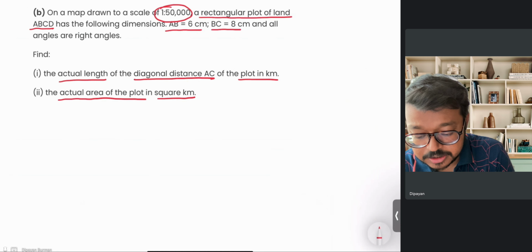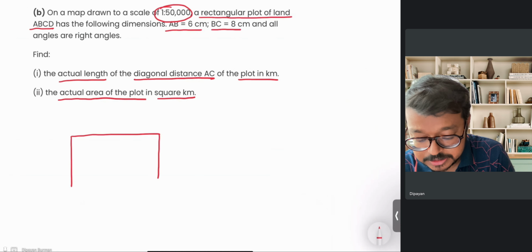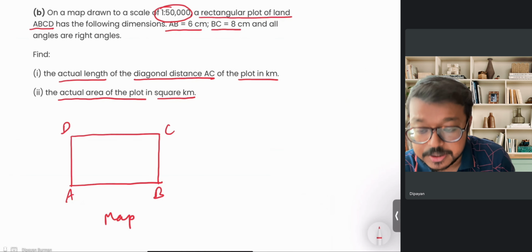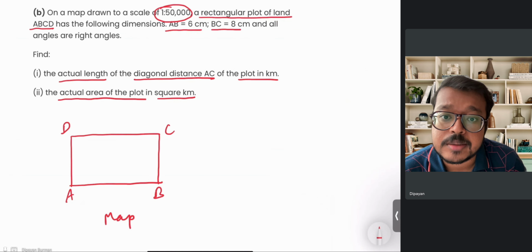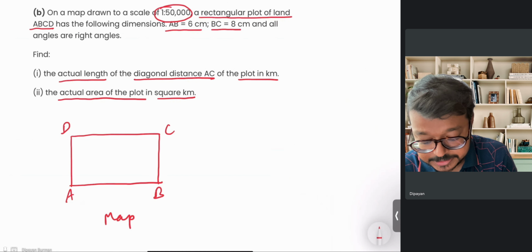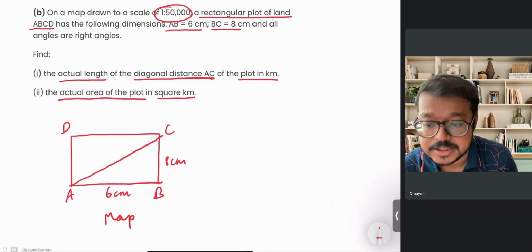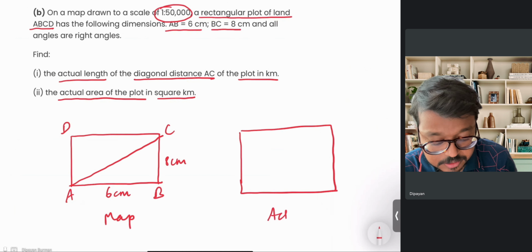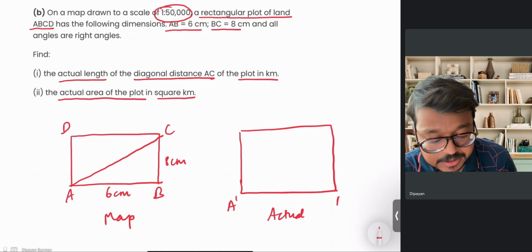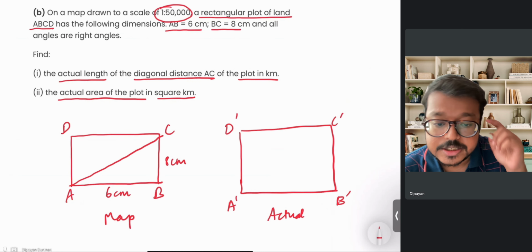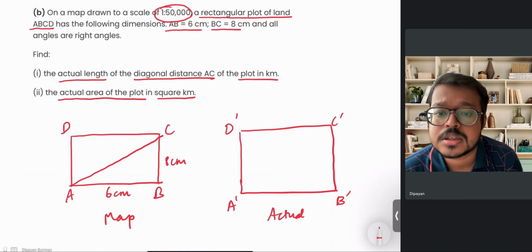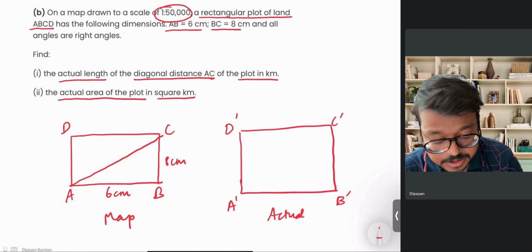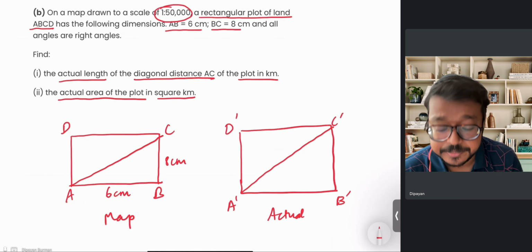So, let's say that the map, the rectangle ABCD, has some dimensions. This is the map, the representation of the rectangular plot on the map, and AB is 6 centimeter, BC is 8 centimeter. We would need to find the diagonal AC. But let's say the actual rectangular plot will have different dimensions. Let's say A dash, B dash, C dash, D dash. This is my actual rectangular plot. Its dimensions we need to find in kilometer, specifically the diagonal AC.